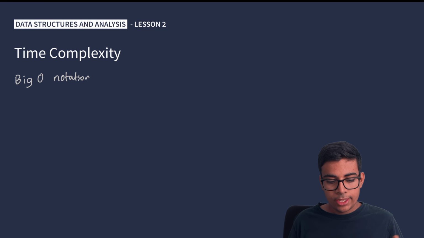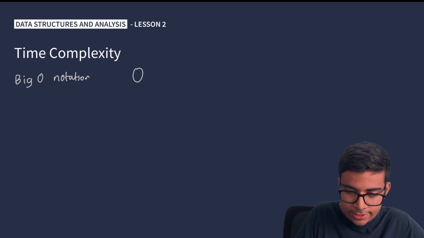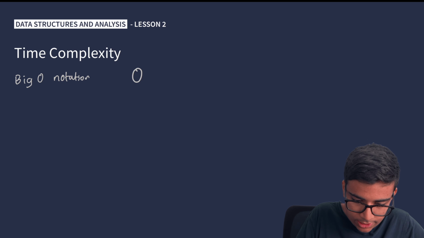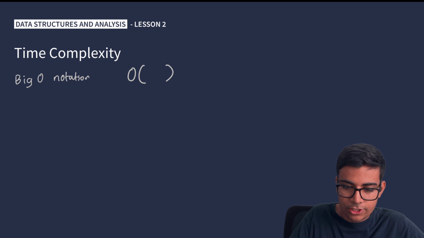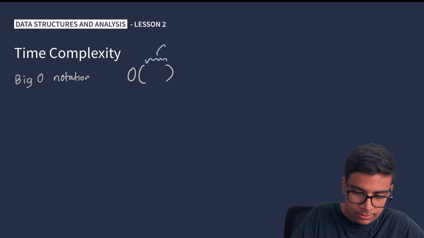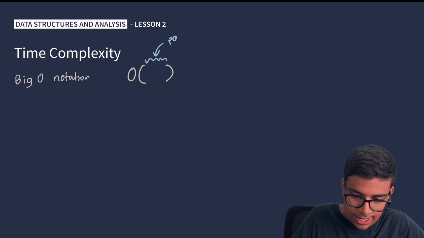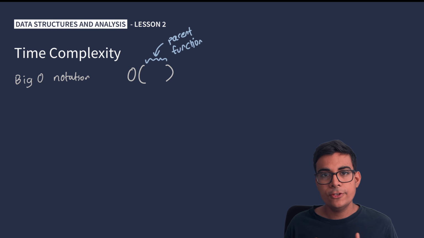And we do this using this O of something. So we have this O right here. I'm actually going to write this a little bit bigger. So we have this O, and then we have something inside. If you want to think about this, we usually put in some sort of parent function that describes the relationship. So this is going to be a parent function, a math function that we're using to describe the efficiency.